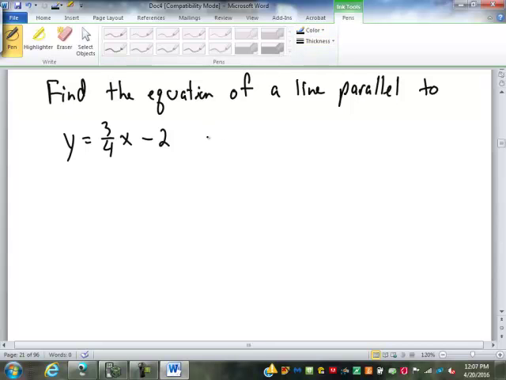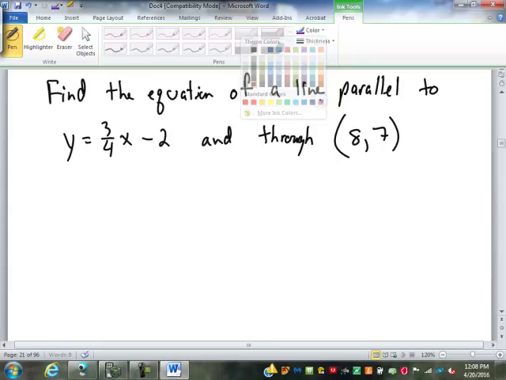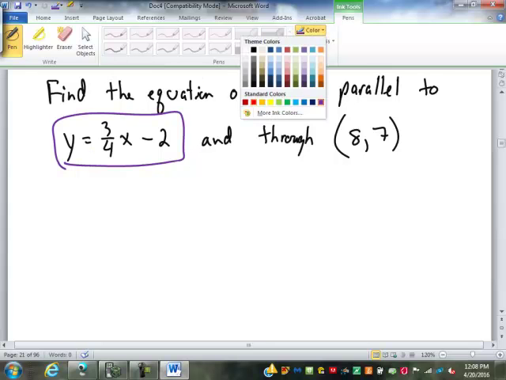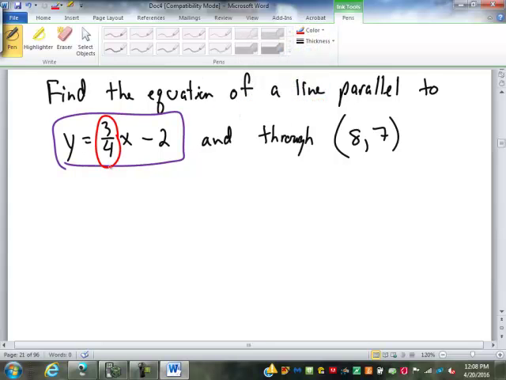But I need to know more. I need to know how to find the y-intercept. I could give you the y-intercept, which would be simple, but I'm going to say this: find the equation of a line parallel to y equals 3/4 x minus 2 and through the point 8, 7. So the only piece of information that matters to me at all from this equation is the slope.